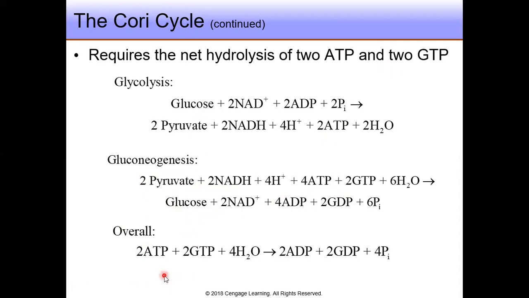So if the cell controls both processes at the same time, it must expend energy, and that is the hydrolysis of 2 ATP plus 2 GTP.